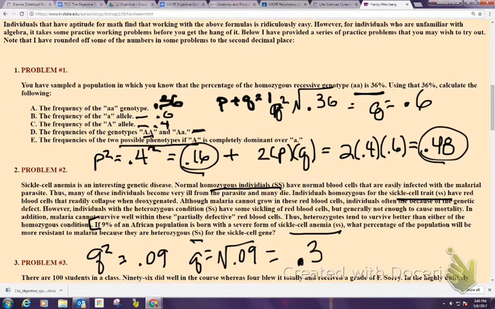So if I've got my Q, now I want to do my P. I know P is going to be 0.7, right? And you don't have to calculate anything else except for the 2PQ. 2 times 0.3 times 0.7. 7 times 3 is 21, 0.21 times 2 is 0.42. So 42%.